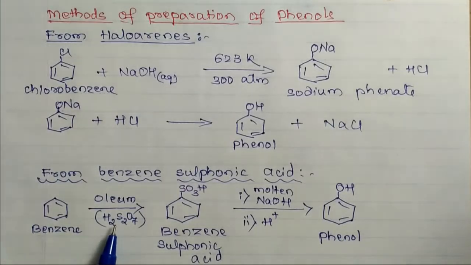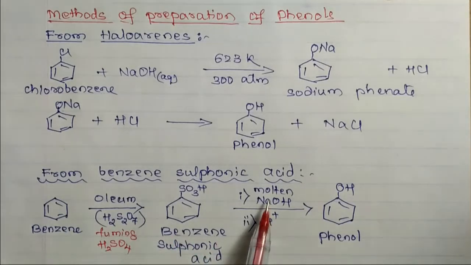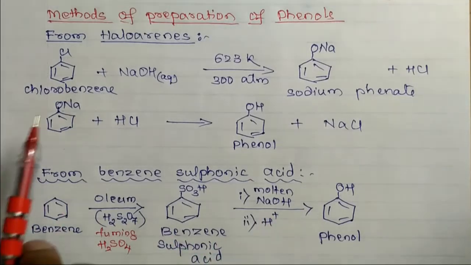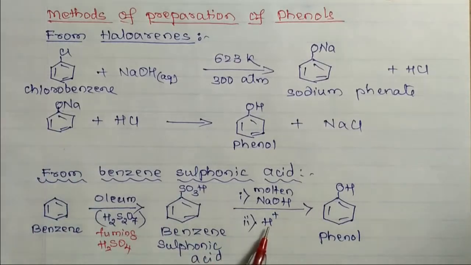First, benzene is treated with oleum, that is H2S2O7. This is also called fuming sulfuric acid, fuming H2SO4. You are going to get benzene sulfonic acid, which is treated with molten sodium hydroxide. You are going to get sodium phenate, which on acidification forms phenol. This is the second method of preparation.